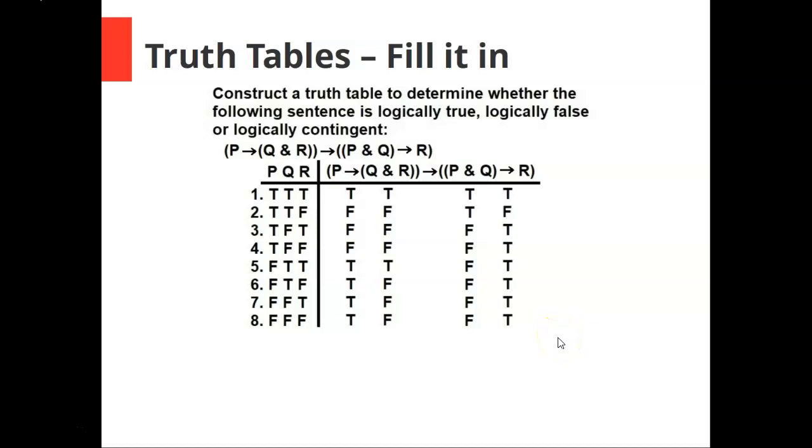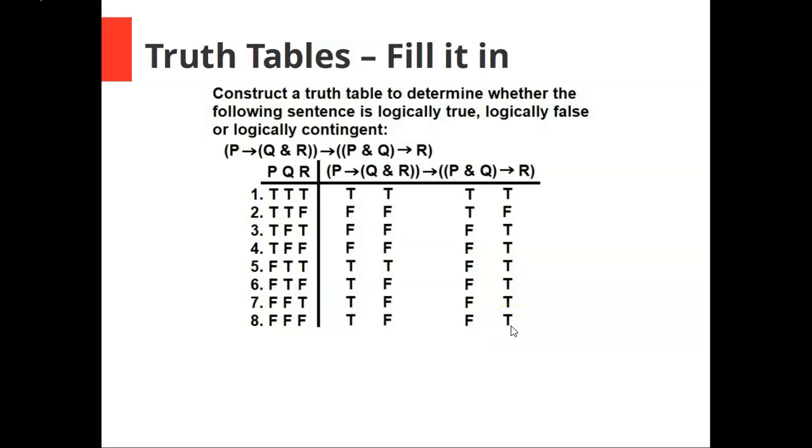And the only time that we have that is line 2. You have a true antecedent and a false consequent, so the conditional is false. And now we can fill in this conditional column. What's the antecedent? The antecedent, again, we said is this conditional, and the consequent is this conditional. So we look at this column and this column, and we apply that same rule.